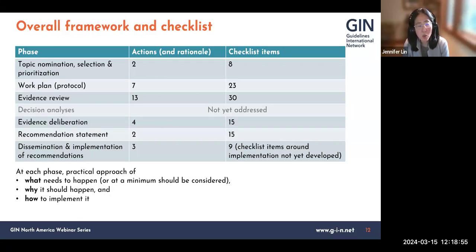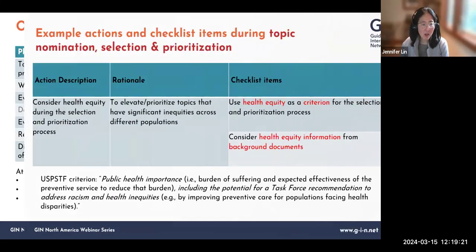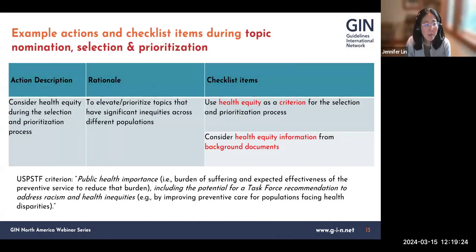So this was really setting forth some guidance for our main consumer, the U.S. Preventive Service Task Force, but I'm hoping that each of you find it of value to your portfolios and your work as well. So in the interest of time, I'm not going to go over each action item and checklist item, but I am going to pull out one example from each phase of the recommendation just to illustrate what that looks like. So starting with the first phase of the recommendation process, topic nomination, selection, prioritization.